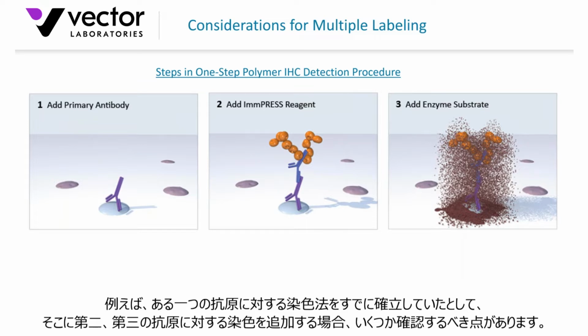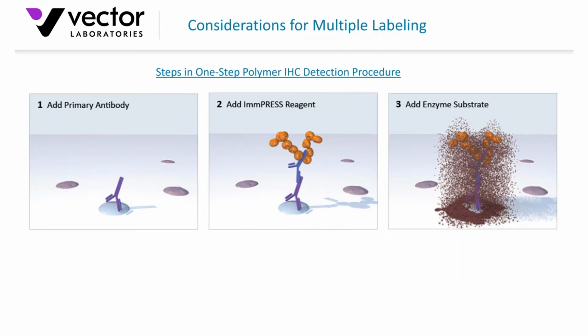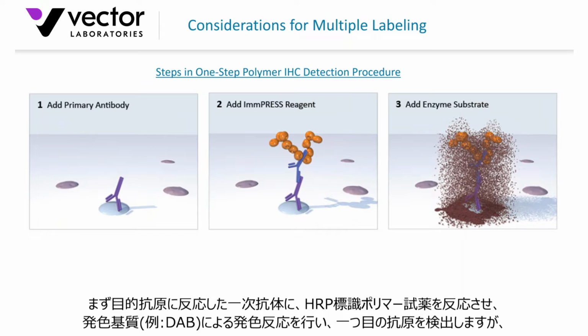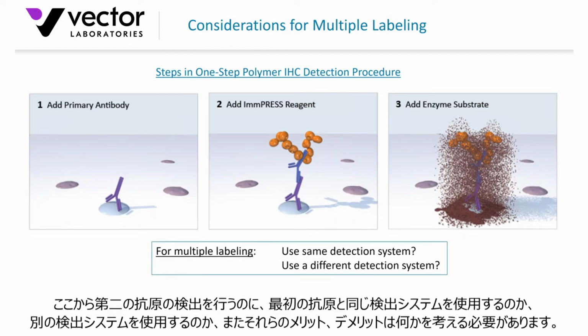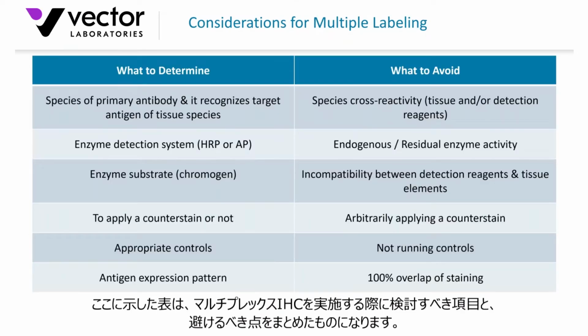So we're going to go through scenarios then that if you already have in place a single label such as this, but you want to introduce a second or a third label, we'll look at some of these parameters. So indeed, this is another abbreviated workflow that you might already have in place. Again, let's just call this your primary antibody binding to a target antigen, then your secondary antibody, your polymer-based peroxidase, and then you develop with a DAB substrate. And at this point, you're saying, okay, do I use the same detection system for a second label, or indeed do I use a different one? And what are the pros and cons of each of those? And this is where we'll get into some of these considerations for multiple antigen labeling.